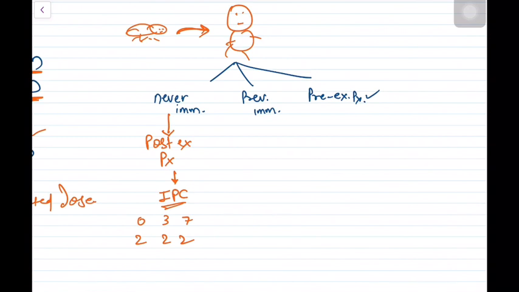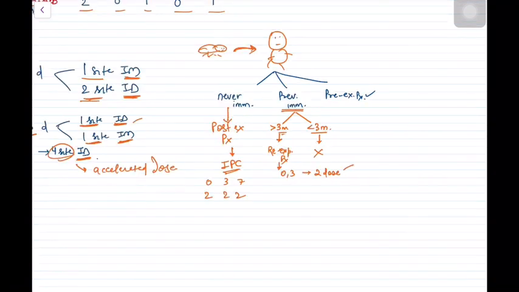If the person was previously immunized, you ask him if he has been immunized for more than 3 months or for less than 3 months. If less than 3 months, it doesn't require any treatment. If more than 3 months, you give him a re-exposure prophylaxis. What was the re-exposure prophylaxis? On day 0 and 3, total 2 doses, ID or IM on one side, or on day 0 itself you give ID on 4 sides.